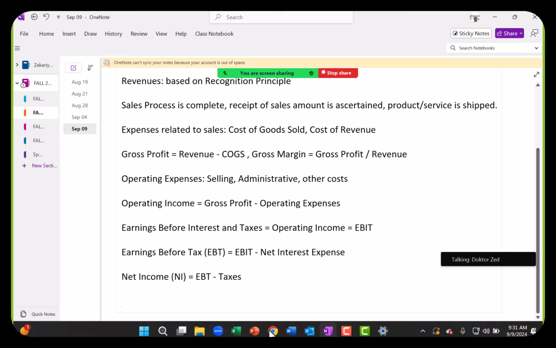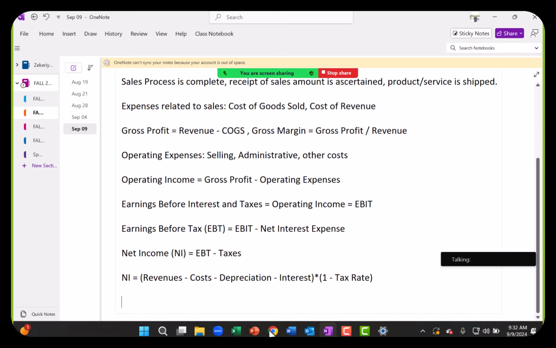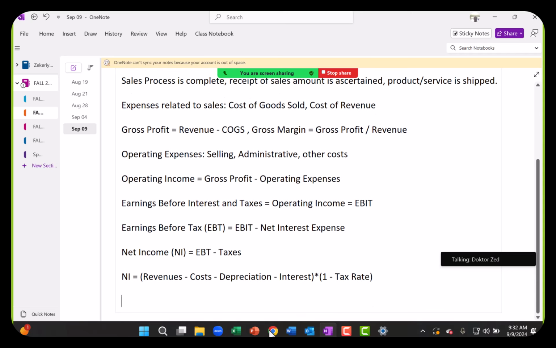Generically, we're going to write net income as revenues minus costs other than depreciation, minus depreciation, minus interest, and we're going to multiply that by 1 minus tax rate. So whenever I give you a problem that says, go ahead and calculate the net income for me, given the revenues, cost, depreciation, interest, and tax rate, that's how you're going to do it.